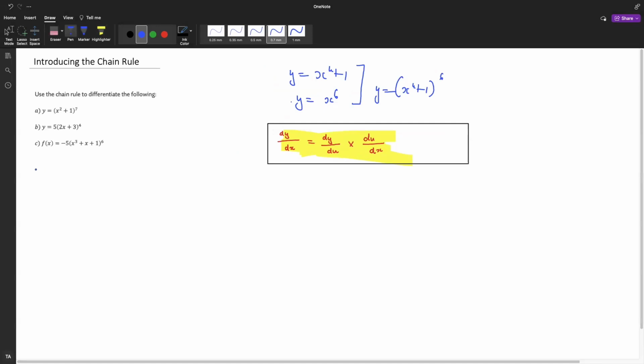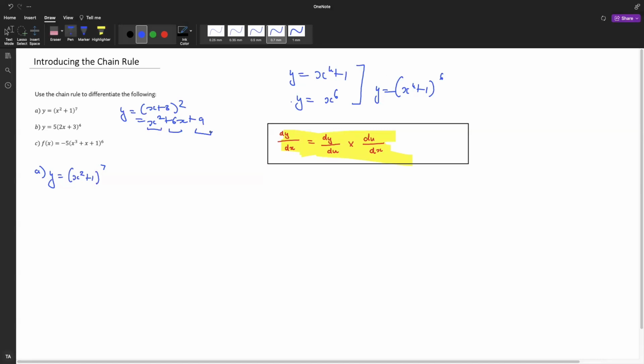So looking at the first one, we've got y is equal to x squared plus 1 to the power of 7. Now, up until now, when we've been dealing with powers, we've been doing expansions, and that's mainly because we've been dealing with quadratics. If we've got a function like x plus 3 squared, how can we derive that? We just expand it, and you get x squared plus 6x plus 9, and then you can just derive each of these terms by itself.